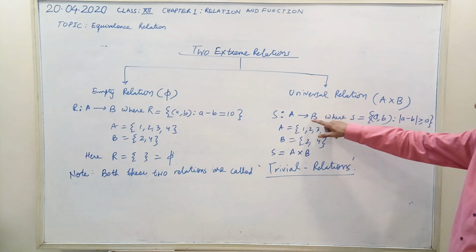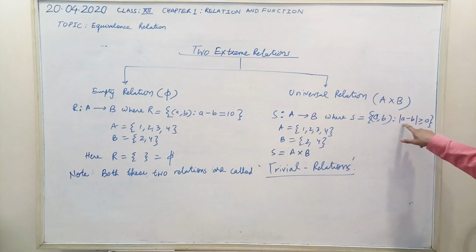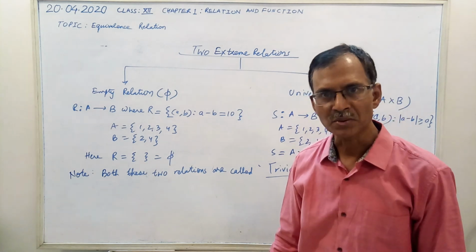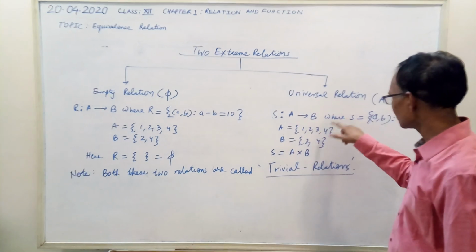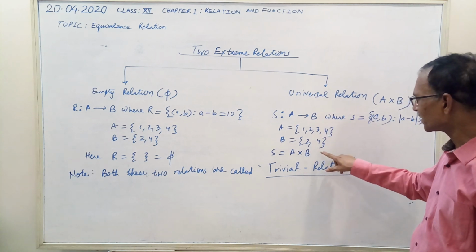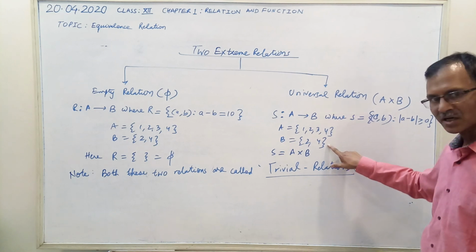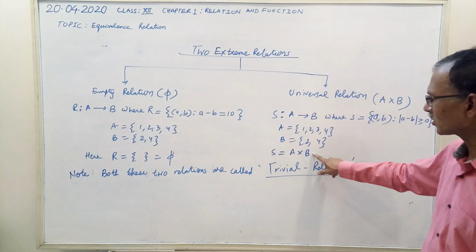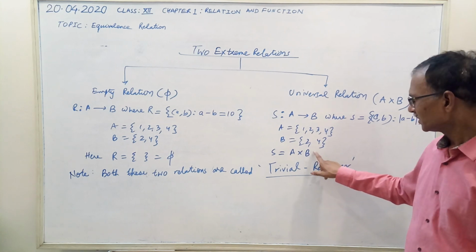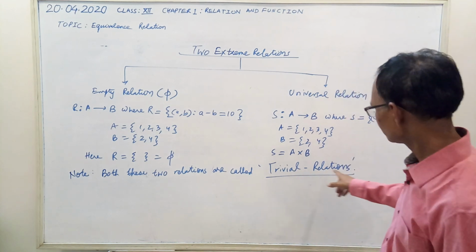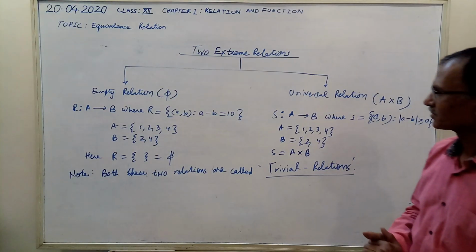On the other side, this relation S is defined in this way, where the modulus, the absolute value of A minus B, is greater than or equal to 0. Now you know that absolute value is always positive or equal to 0. Hence, in this case, all the ordered pairs will be included. All the possible ordered pairs means 4 into 2, that is 8 ordered pairs. Hence, S is nothing but A cross B, the whole Cartesian product. Hence, this is called the universal relation. So these two relations together are called trivial relations. These are two extreme relations.